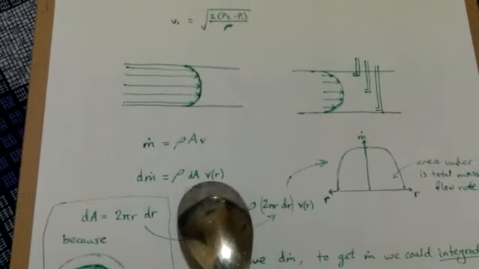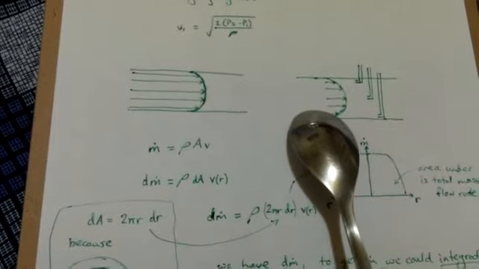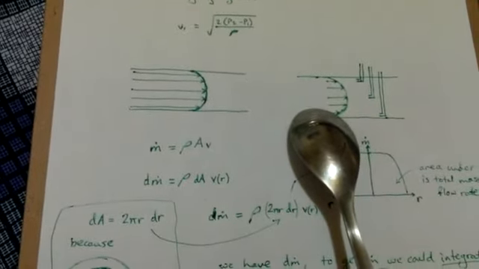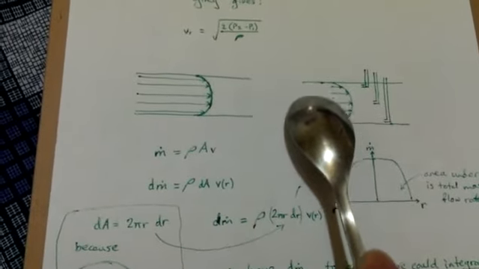And VR just means the velocity at that radius where you've measured using the Pitot tube. So VR if I've measured here will be different from VR if I've measured there, and it will vary along the pipe.